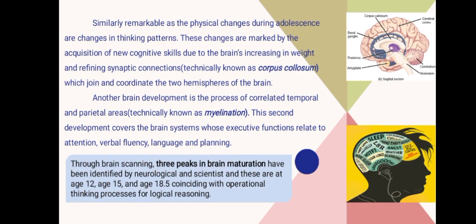Similarly remarkable as the physical changes during adolescence are changes in thinking patterns. These changes are marked by the acquisition of new cognitive skills due to the brain's increasing in weight and refining synaptic connections, technically known as the corpus callosum, which join and coordinate the two hemispheres of the brain. Another brain development is the process of correlated temporal and parietal areas, technically known as myelination. This second development covers the brain systems whose executive functions relate to attention, verbal fluency, language, and planning. Through brain scanning, three peaks in brain maturation have been identified by neurological scientists, and these are at age 12, age 15, and age 18.5, coinciding with the operational thinking process of logical reasoning.